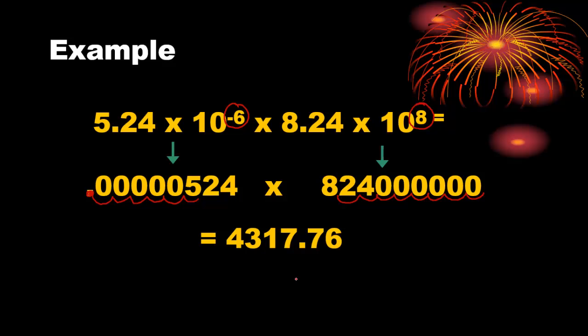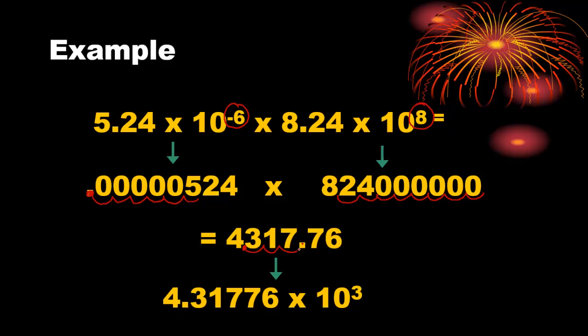So now I need to make that a number between 1 and 10. So I put 4.31776 times 10 to the third. So now I move from the original. I put my decimal point there. It was 1, 2, 3 places, which is why I'm positive 3. This was a large number, again showing me that this must be positive.